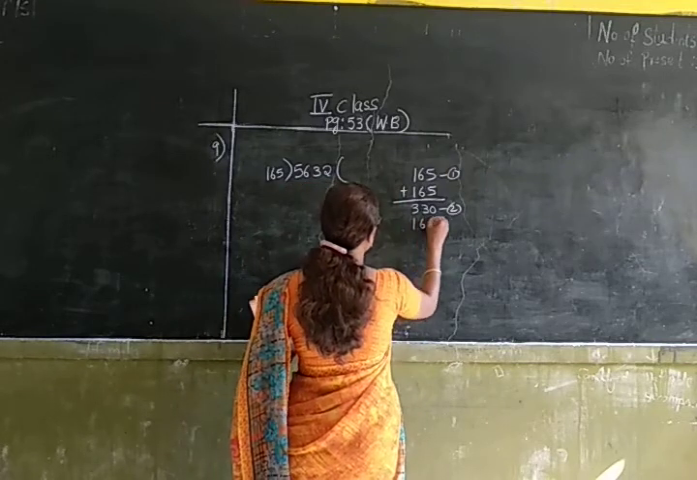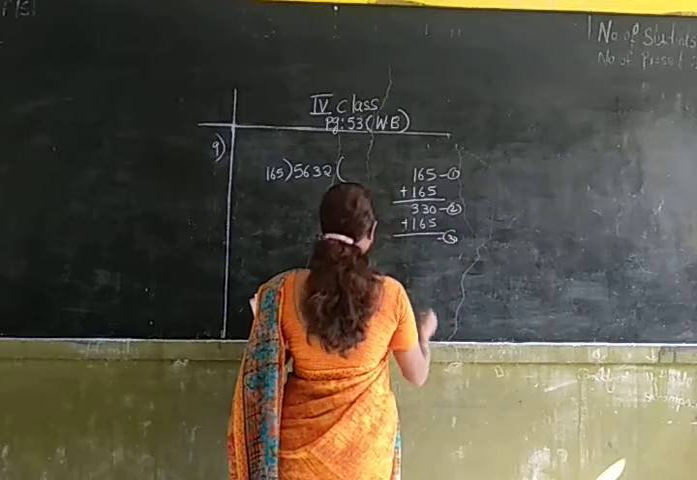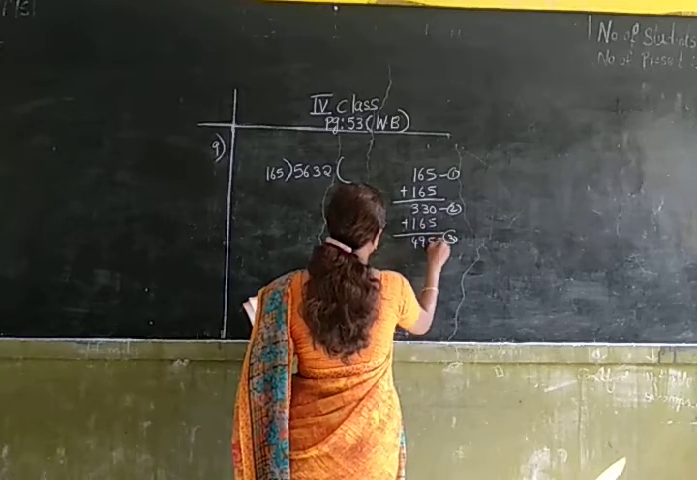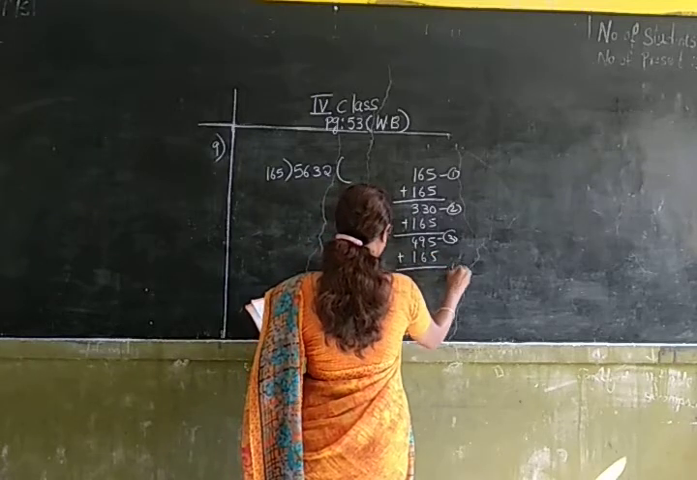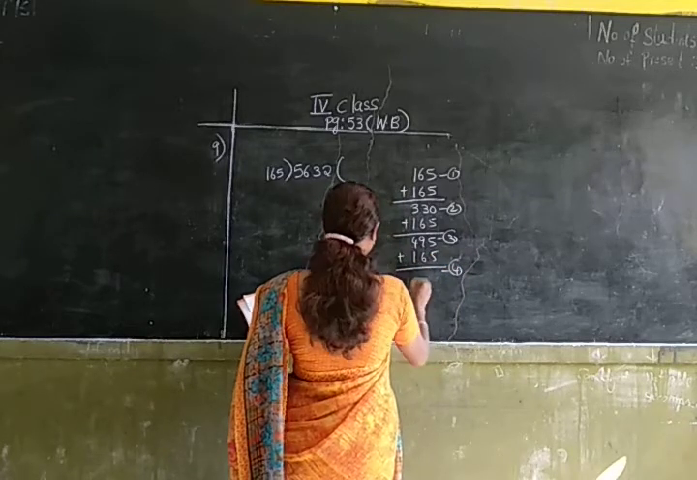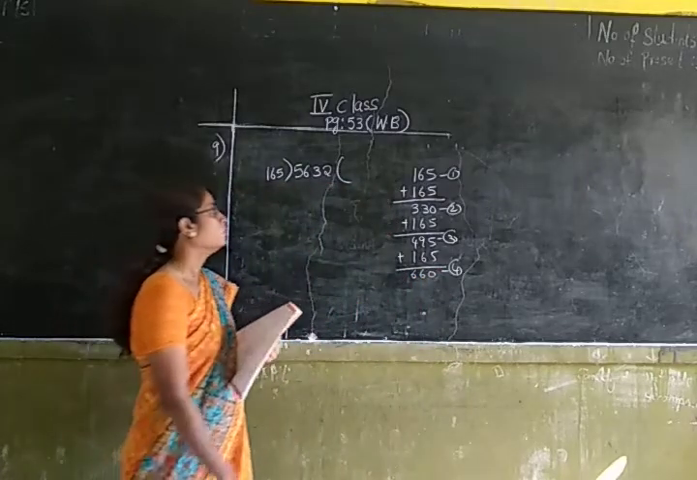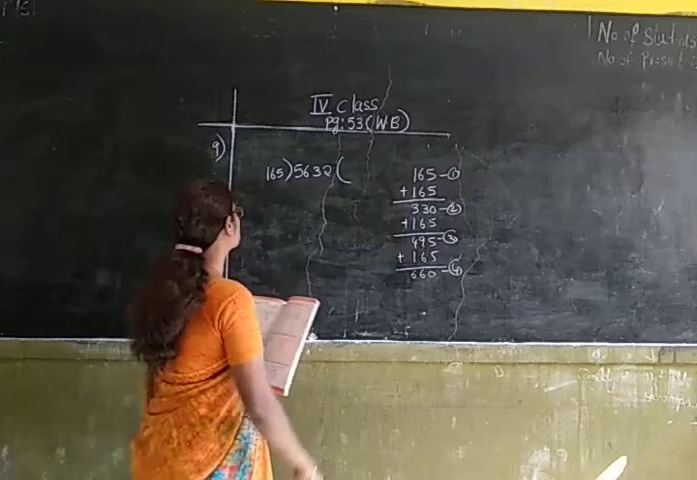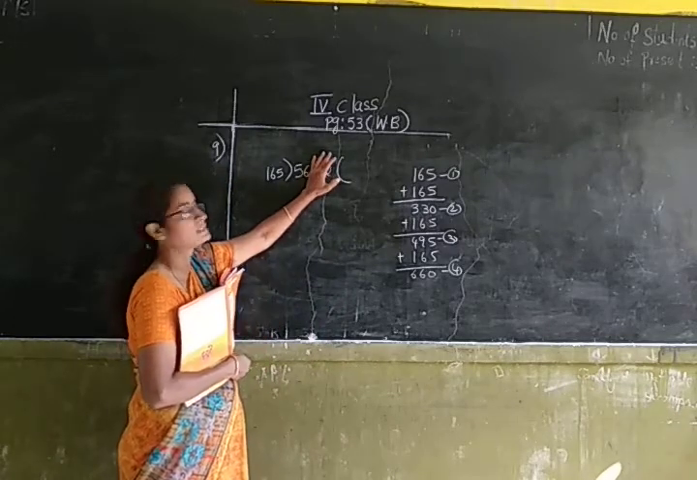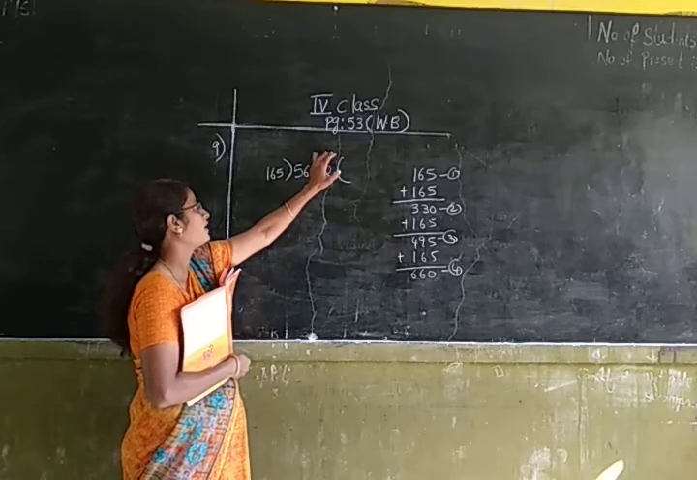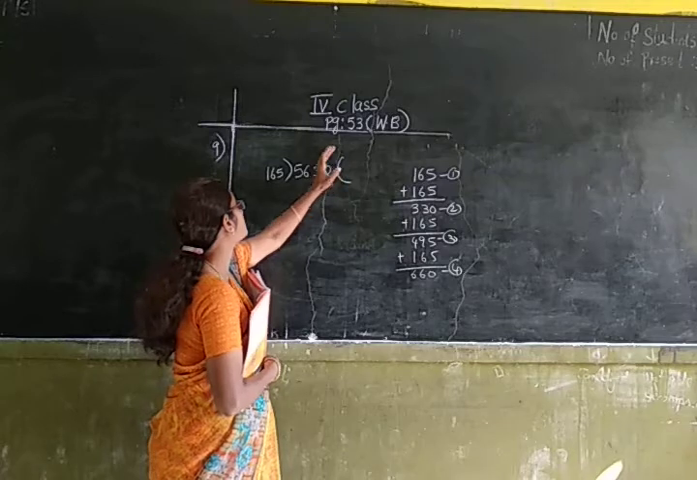And 330 plus 165 is 495. 495 plus 165 is 660. Okay children, I have written the 165 table by repeated addition. Now how many digits you have to take? If you take 2 digits, then it will be smaller than 165. So you have to take 3 digits, which is 563.